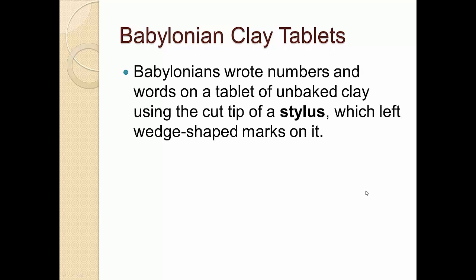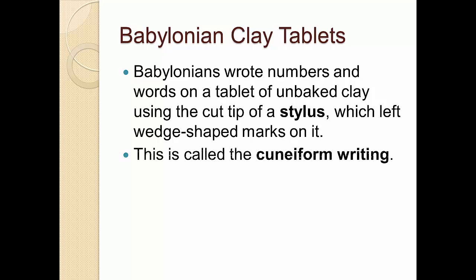You may wonder why the Babylonian numerals look like wedges. It is because the Babylonians wrote numbers and words on the tablet of unbaked clay using the cut tip of a stylus, which left wedge-shaped marks on it. This is sometimes called the cuneiform writing, as shown in the photo below.